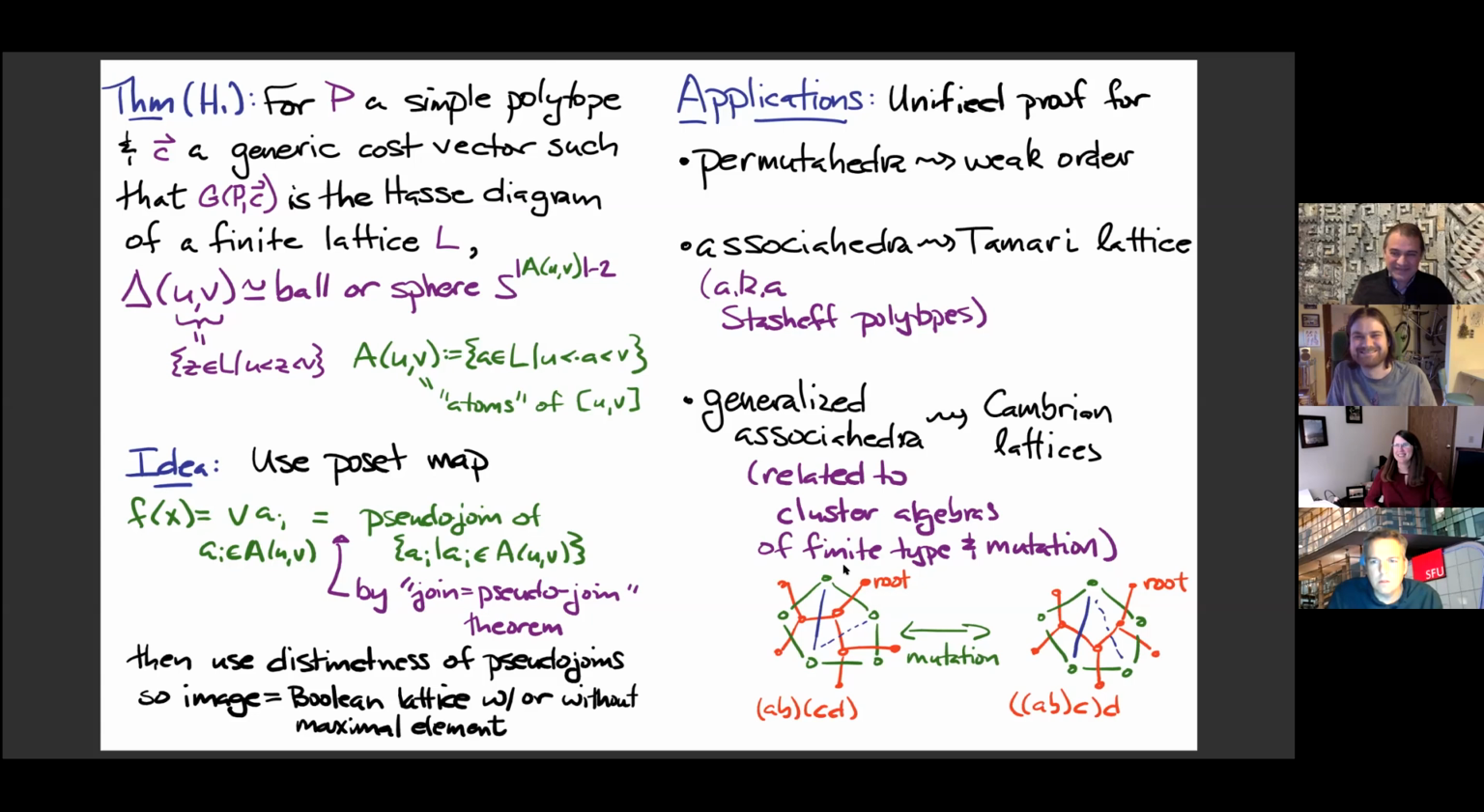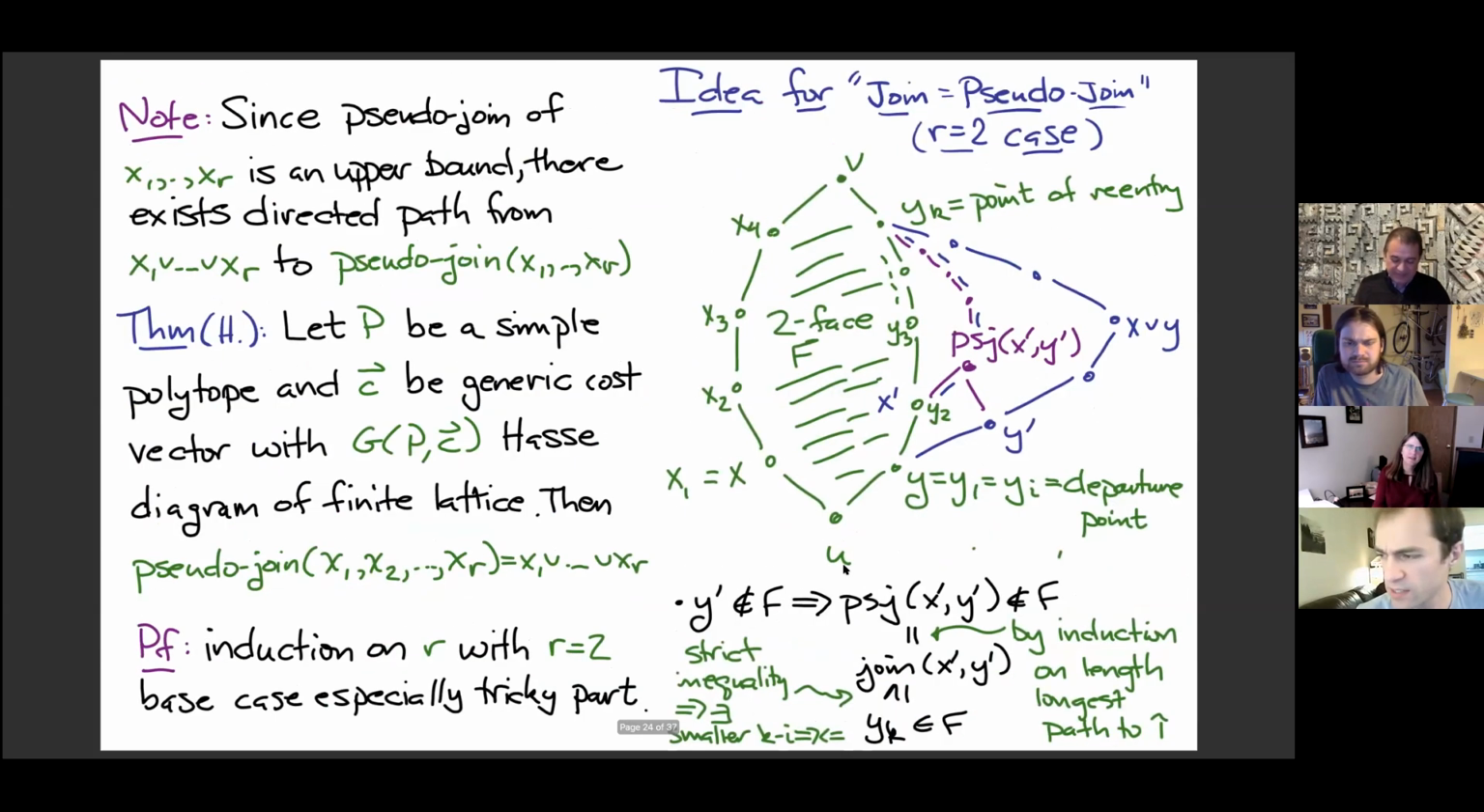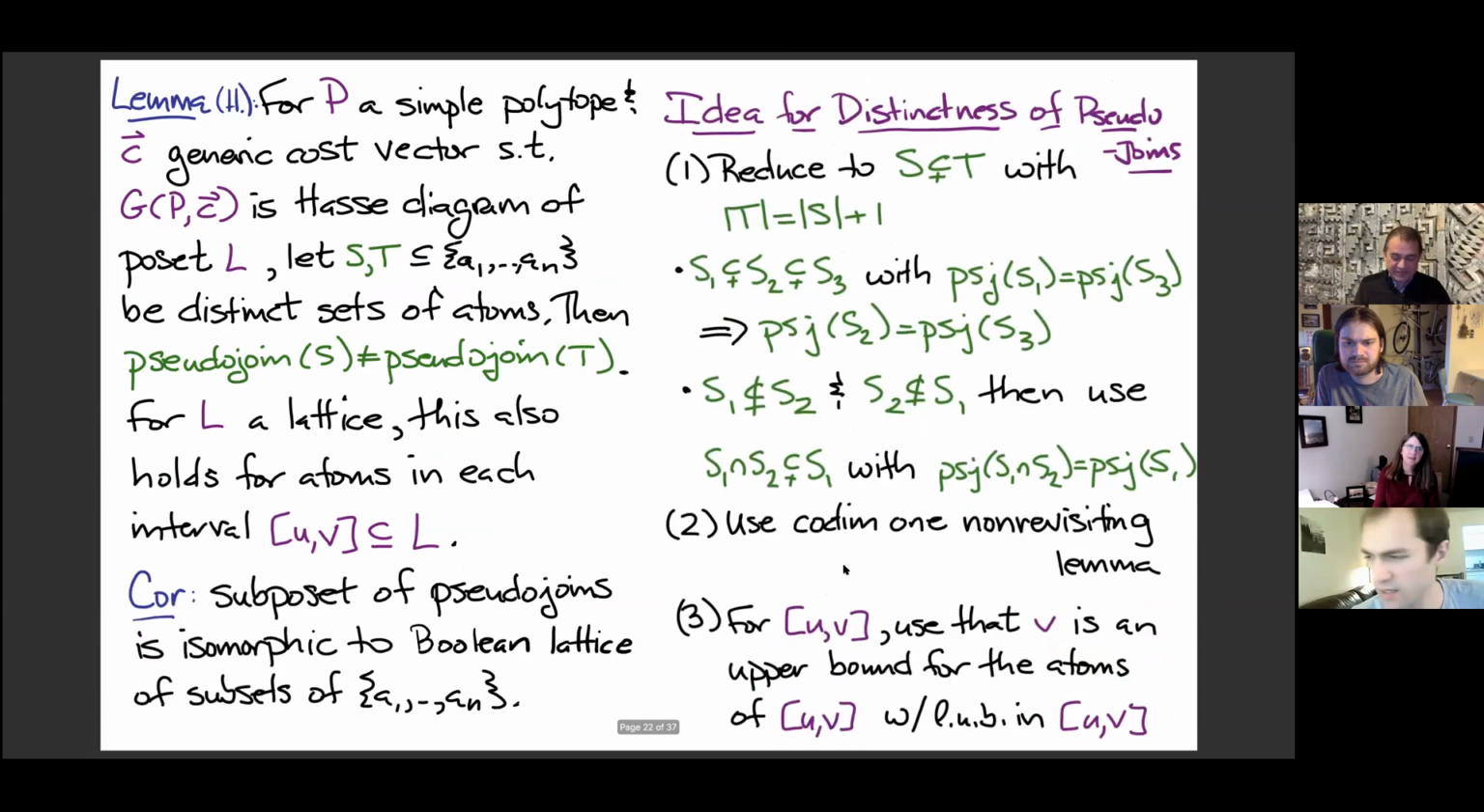Can I ask a basic question about a couple slides before this one, the corollary about how the subposet of pseudojoins is a Boolean lattice. I don't know a lot about posets, but that just seems interesting. Are there other cases or situations where some natural subposet is a Boolean lattice, and what does that tell you about the poset?